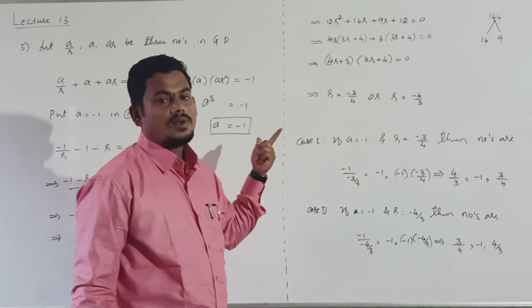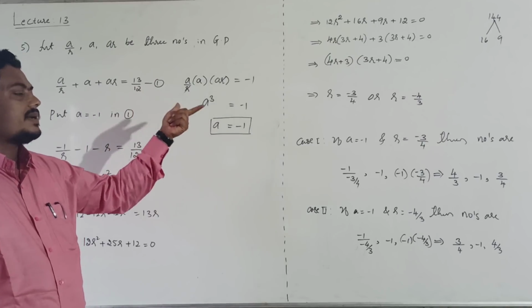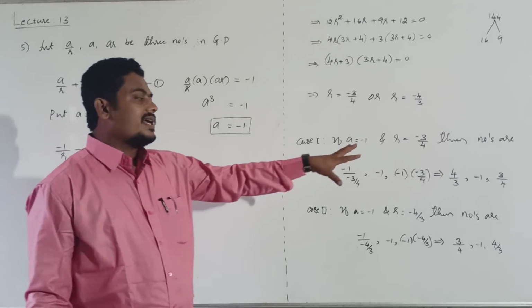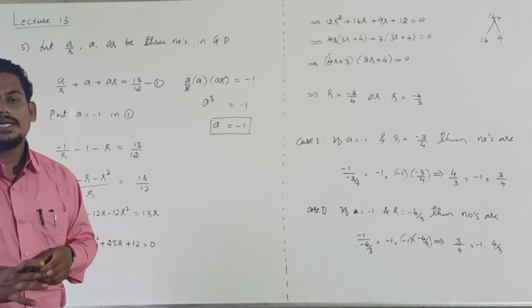When the sum is 13 by 12 and their product is minus 1, these are the three possible numbers. It is one of the very important 3-mark questions.